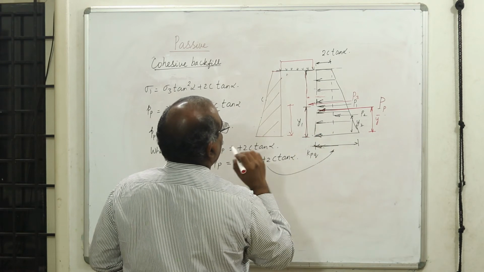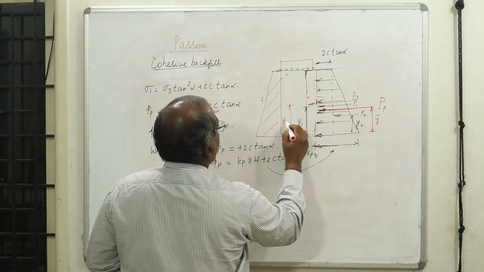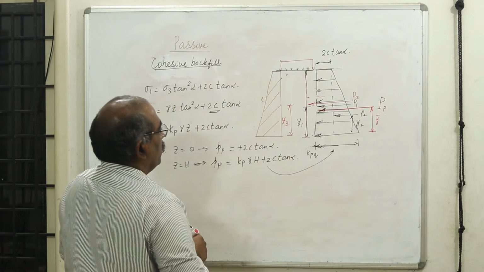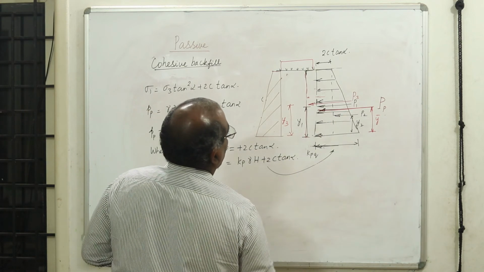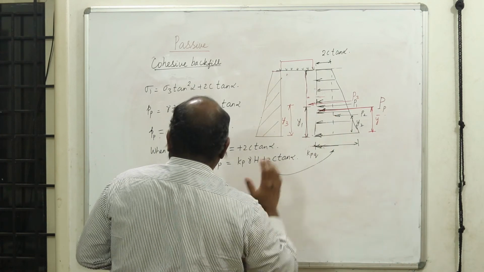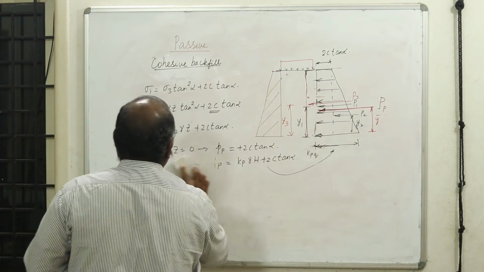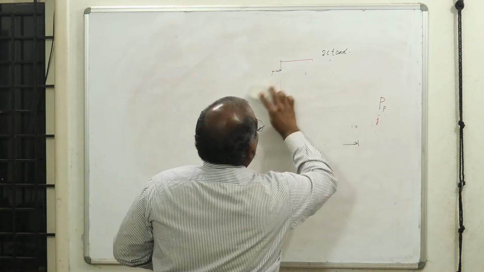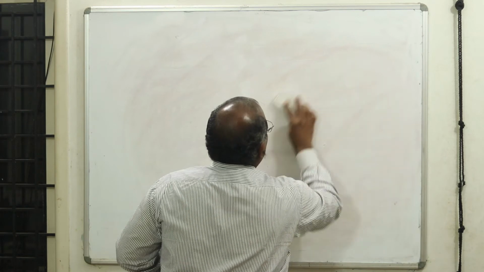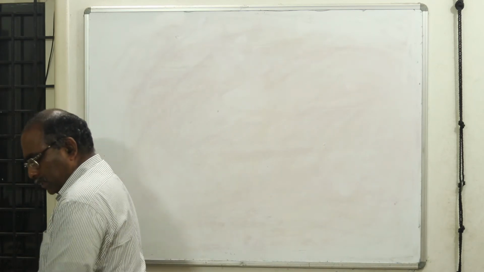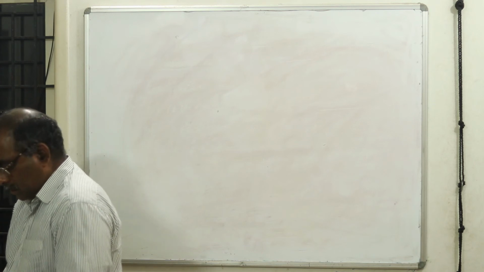Y1 and Y2 will be same. Okay, this will be Y3. Y1 and Y3 will be same, and Y2 will be 1/3 of the height, because it's a triangle. These are all simple cases similar to your active case. The only thing is that instead of Ka, you will have Kp. Let us take one problem on this passive case.